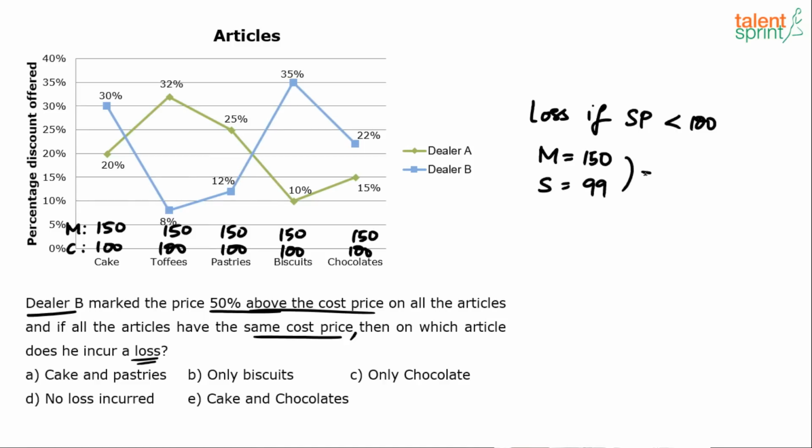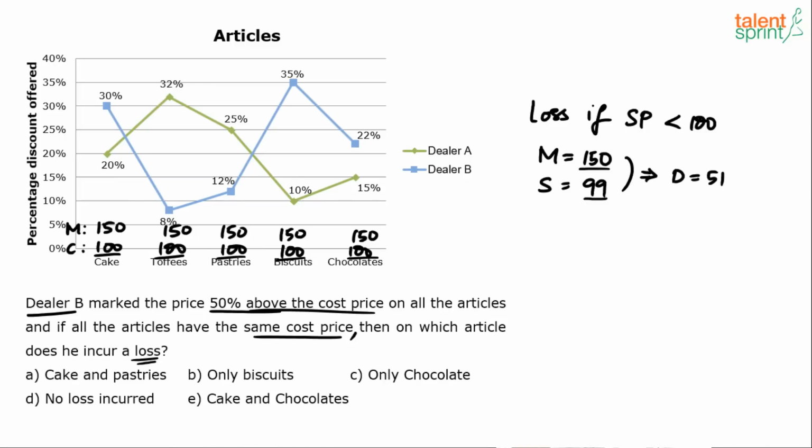Which means how much is the discount? Discount is 51 rupees. Yes or no? Mark price is 150. Only when the selling price becomes 99 or less than 99, meaning less than 100, then he is making a loss, because cost price is 100. If the selling price is more than 100, then it won't be a loss. If the selling price is less than 100, that will be a loss. So meaning discount should be 51. Whenever the discount is more than or equal to 51, then it is a loss.